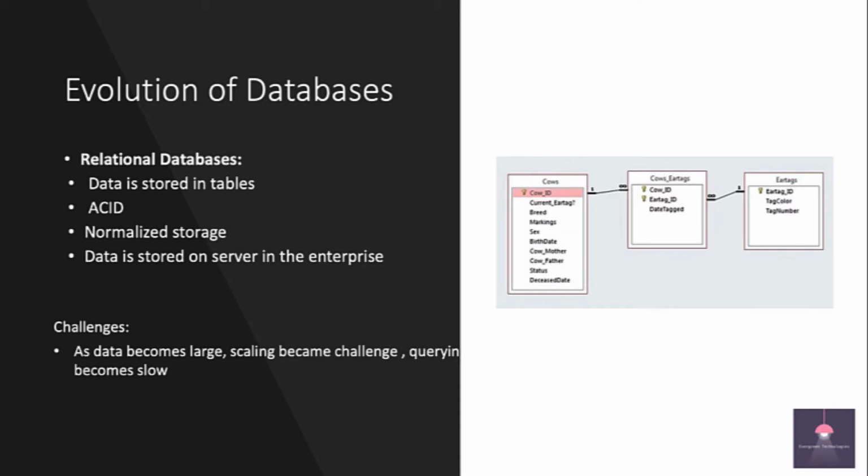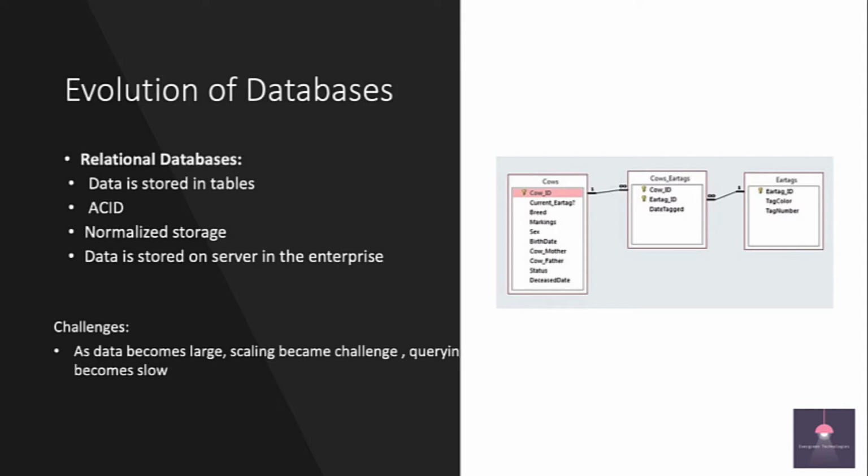So before we go into graph databases, let's first understand how databases have evolved over the last few years. Initially, a long time ago, when computers were just starting, data was stored in punch cards. A little after that, relational databases were invented, where data was stored in tables.